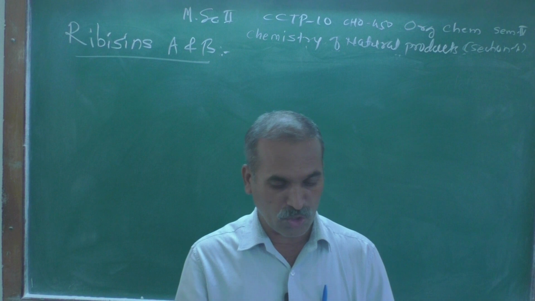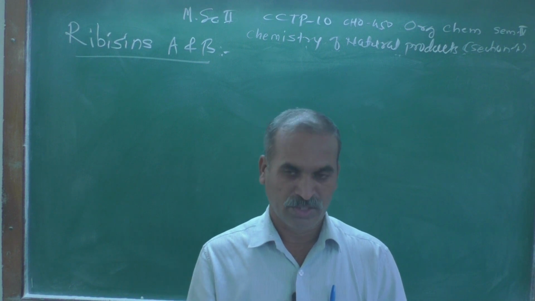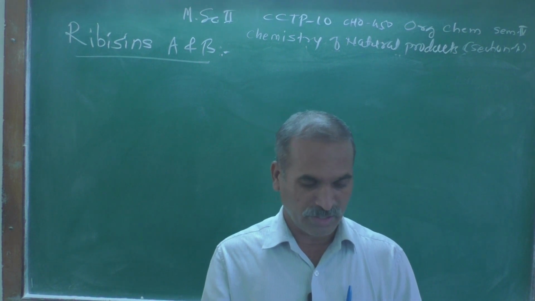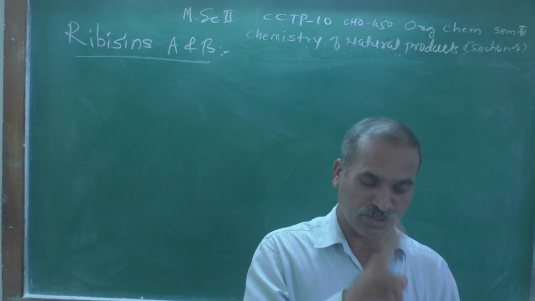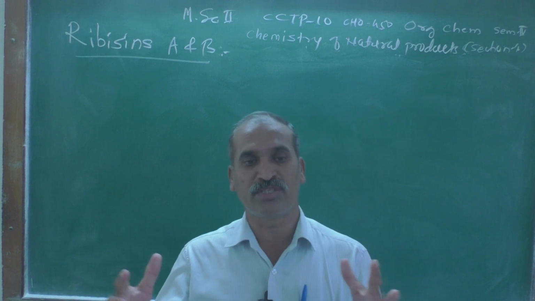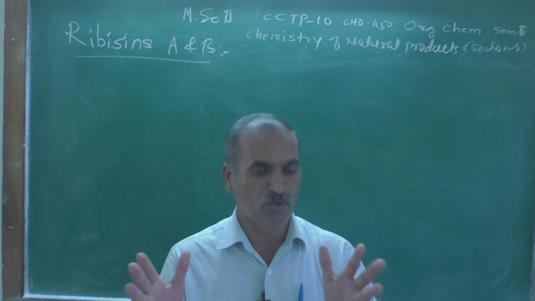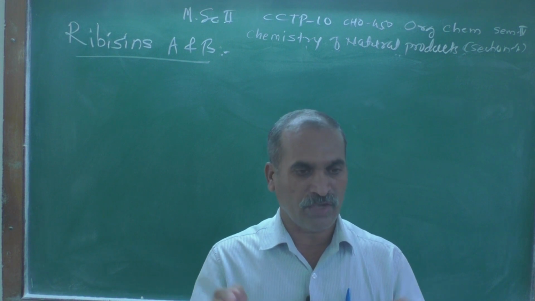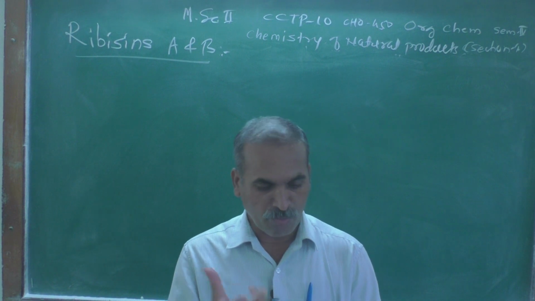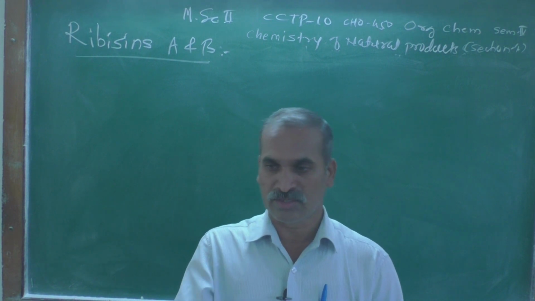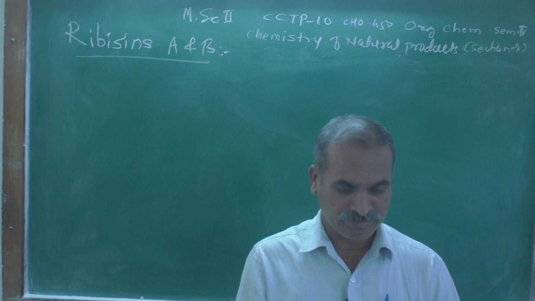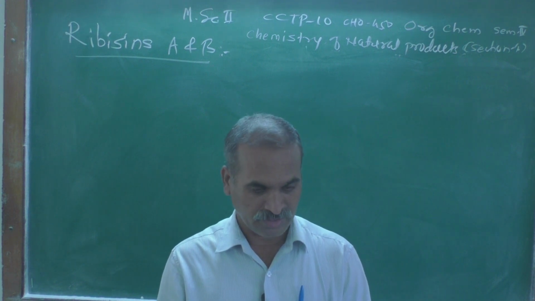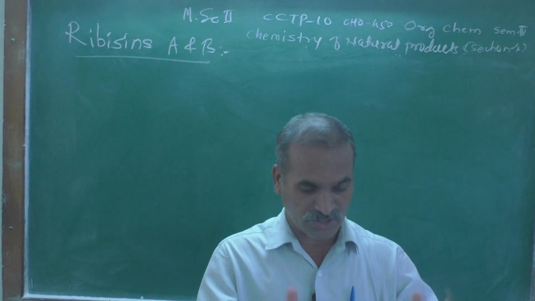From dibenzo[b,d]furans. Furan, we know, is a 5-membered heterocyclic compound. Di indicates 2. Benzo means benzene ring. Two benzene rings are fused along with the furan moiety, and that's why the general name of this compound is called dibenzo[b,d]furan.